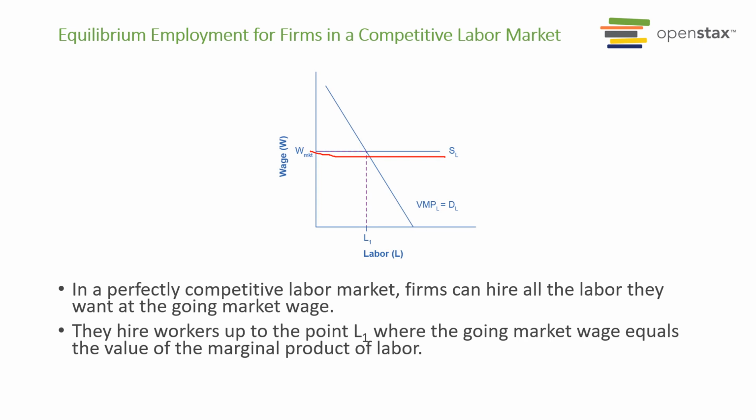So this is a perfectly competitive market. We have a flat supply curve, and the wage is already determined. So how many workers we hire depends on the demand curve, which is the VMPL curve. This intersection here will determine how many employees the company will hire, and the wage is already decided in the market.